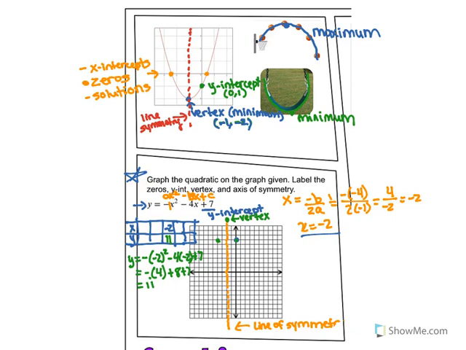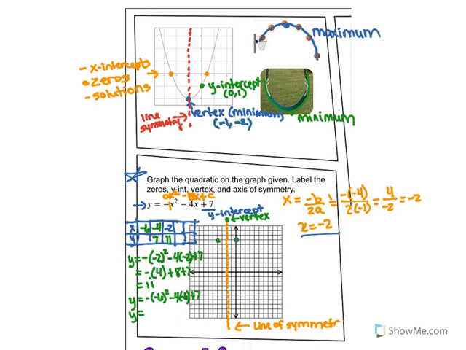So I can automatically plot that point, which is at negative 4, 7. So I know negative 4, 7. So I'm just going to go over 2 more and land at negative 6 and find out what my y value is going to be when my x is negative 6. So negative 6 squared minus 4 times negative 6 plus 7.